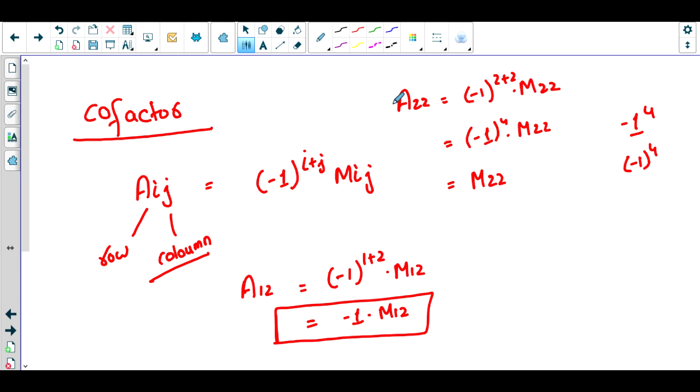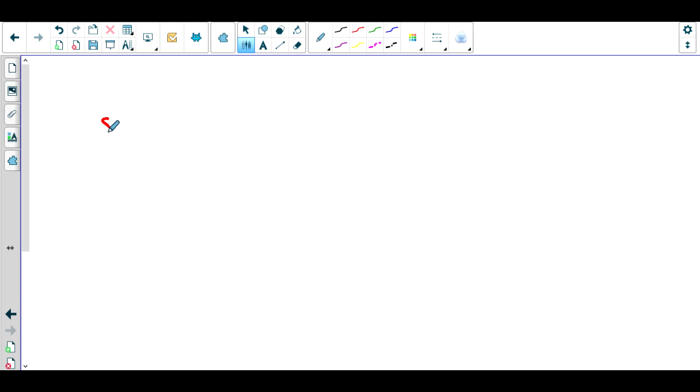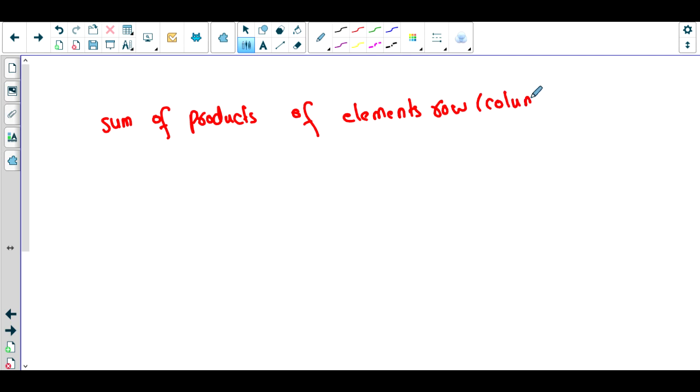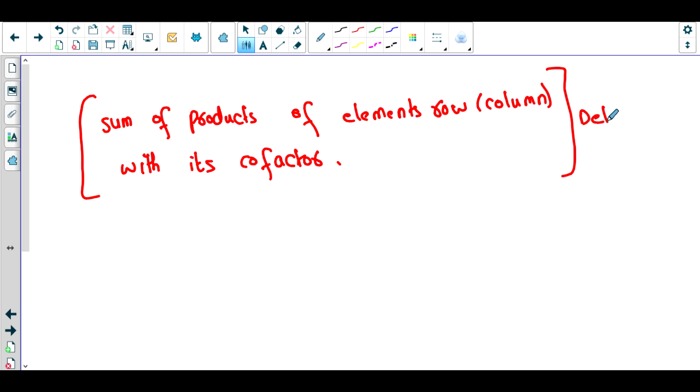When you want to find determinants of order 3 or more than 3, you can use this statement. It is the sum of products of elements of either a row or column with its cofactor. This is the statement. If you know this, you can solve determinant of any order, 3, 4, 5. Let me explain it.